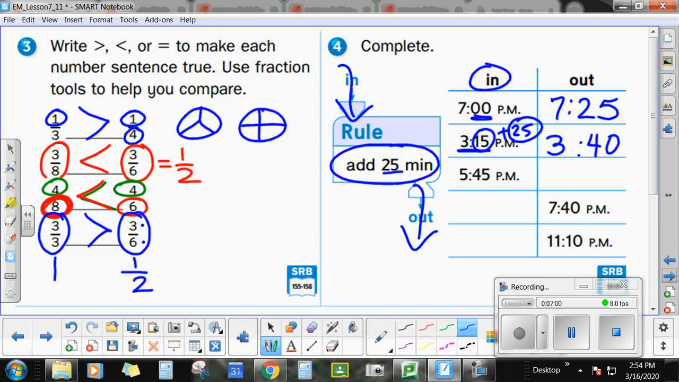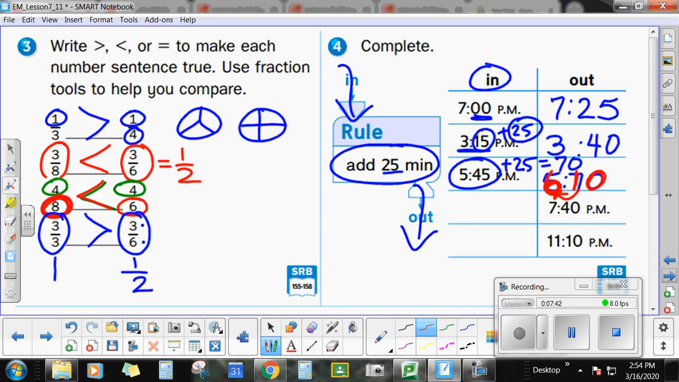All right, now looking at 5:45. I put 5:45 in. When I add 25 minutes, guys, when I add 45 plus 25, that gives me 70 minutes. Well, I can't say 570, can I? Can I write 570? No, because when it hits 60 minutes, that turns to a new hour, right? So I'm going to have to change that to 6. Okay, so 60 of these minutes took me to the next hour, which leaves me with 10 minutes left.